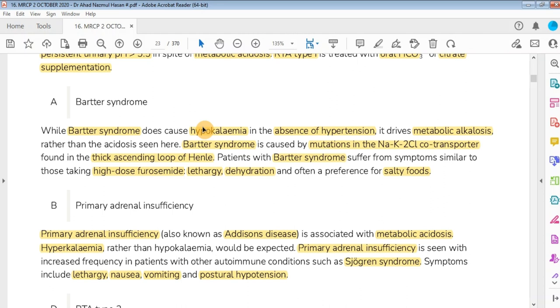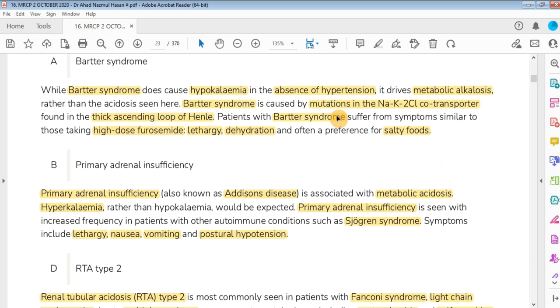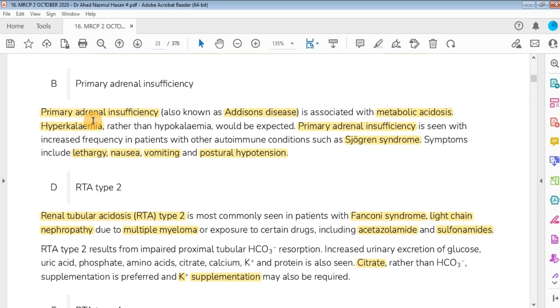Bartter will have hypokalemic metabolic alkalosis with normotension, and there is mutation in the sodium potassium chloride cotransporter, the site of action of the loop diuretics in the thick ascending loop of Henle. Patient with Bartter syndrome will have hypovolemia, so they will come up with the features of dehydration. Primary adrenal insufficiency, also known as Addison's disease, everything should be low except the hyperkalemia.